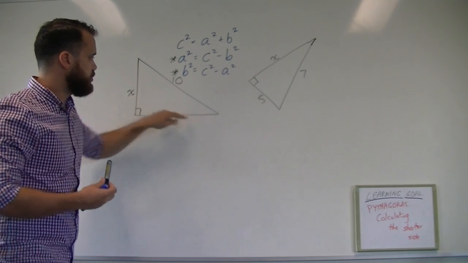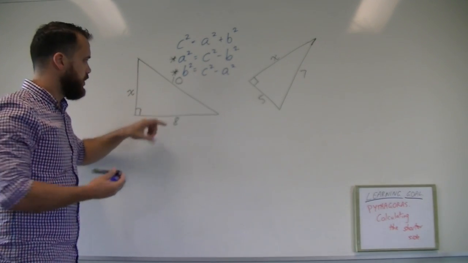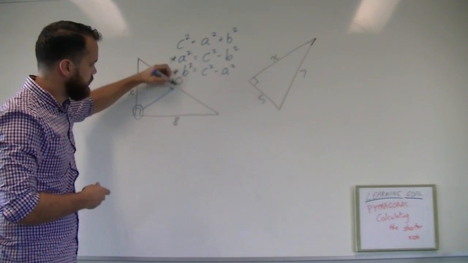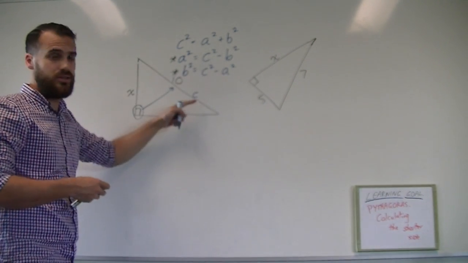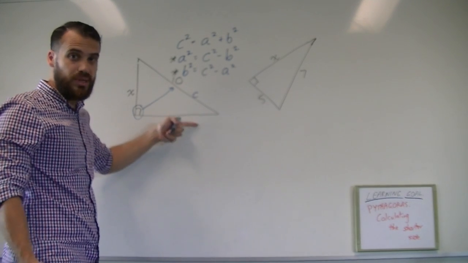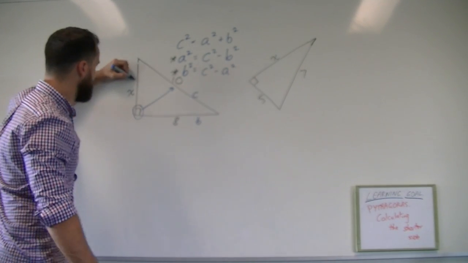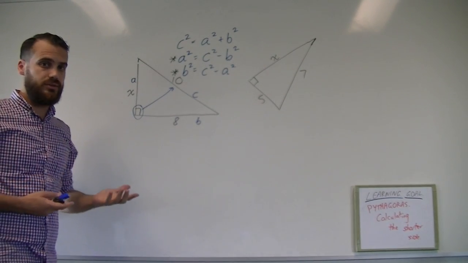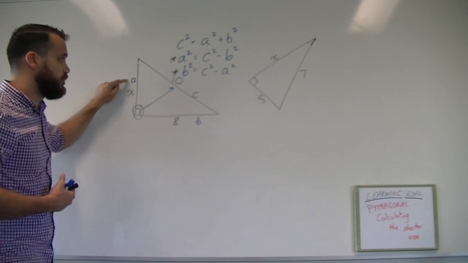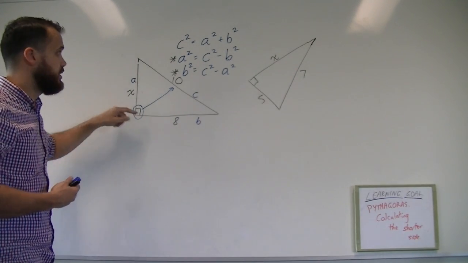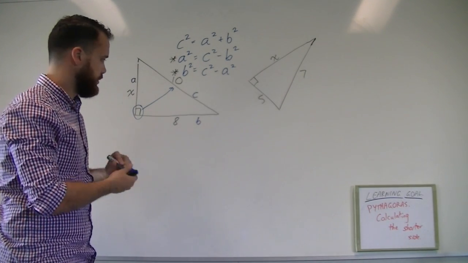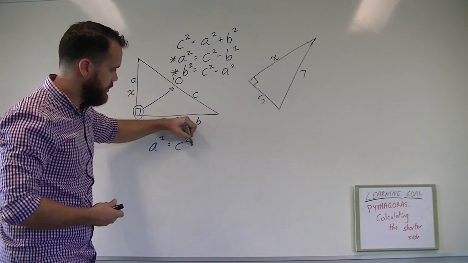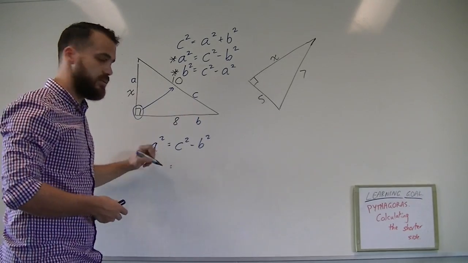Okay, looking at this first triangle, we have a hypotenuse of 10. We know that that's the hypotenuse, because there's the right angle there. So that's our C value. I'm going to call this my B value, maybe, and I'm going to call this my A value. Now, ask yourself, what do you want to find out? I want to find out the value of A. I don't know the value of A. So I'm going to use this one. A squared is equal to C squared minus B squared.